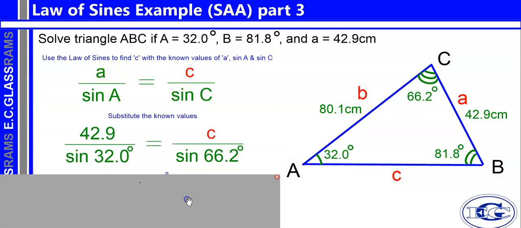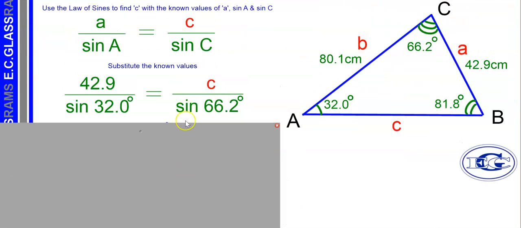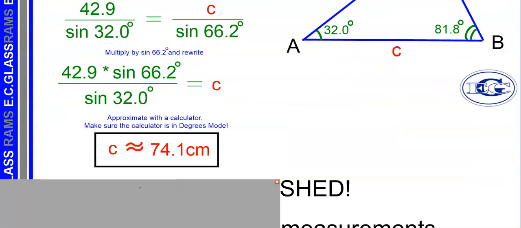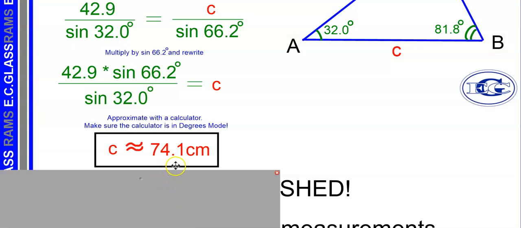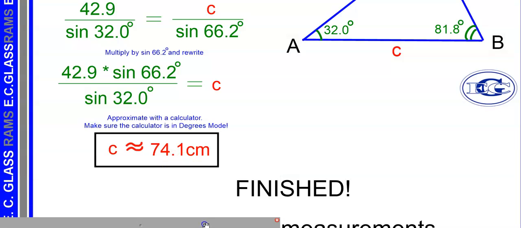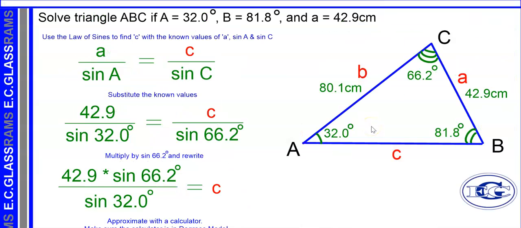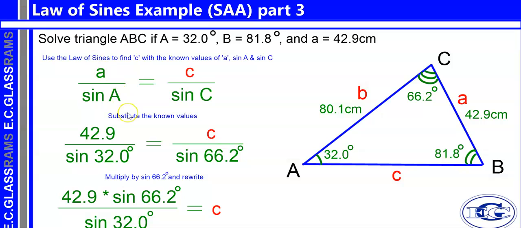Substitute the known values. Multiply both sides by the denominator that has the side with the unknown variable. I put that into my calculator, and I get the final approximate value of 74.1 centimeters for the C. And we are finished. We found all measurements for the triangle. And there you go. So that's an example of solving a triangle where you're given 3 of the 6, and you can use those 3 to find all 3 of them if it's the axiom of SAA.